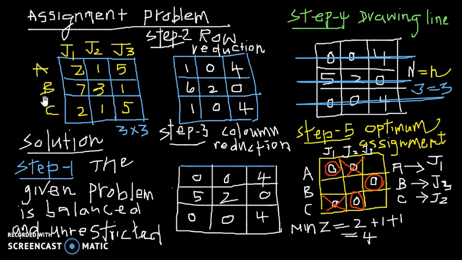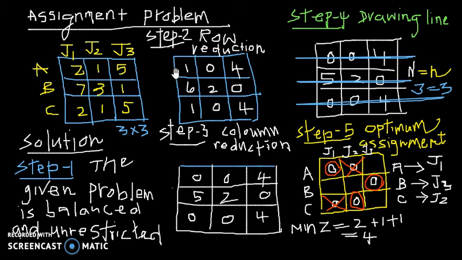The second condition we have to check is whether the given problem is a restricted one. That means if any person cannot be assigned to any job, or any job cannot be assigned to any person, then we say the problem is called a restricted problem. Now look here, both are satisfied. This is a balanced problem, and it is also an unrestricted problem. So we go for the second step.